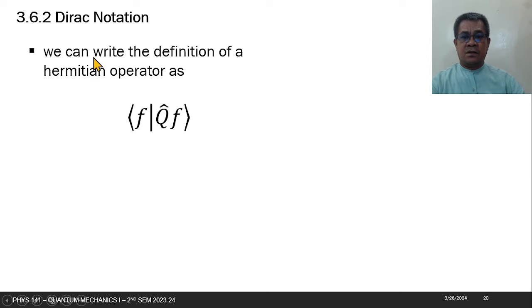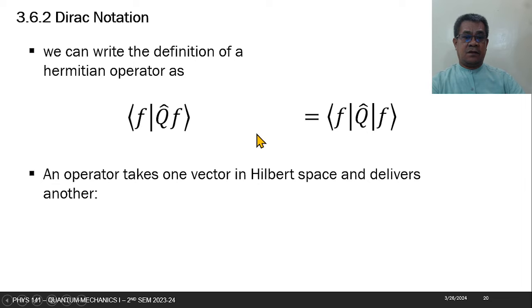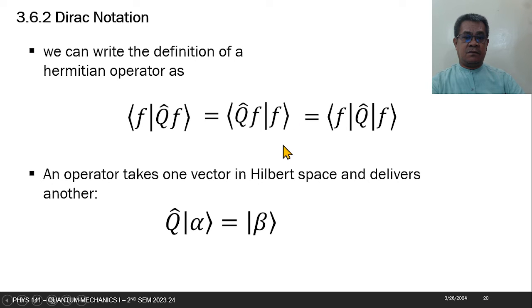Now remember that we can always rewrite the inner product that contains a Hermitian operator. We can change the position of the operator because this is Hermitian, so there's no difference. Okay. By the way, this we have here.